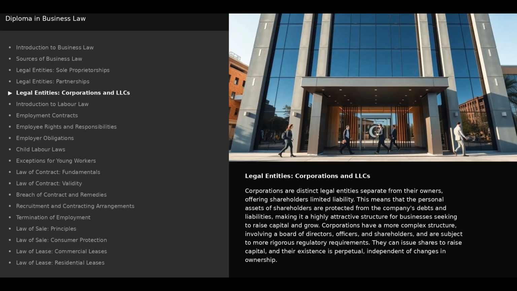Legal entities, corporations and LLCs. Corporations are distinct legal entities separate from their owners, offering shareholders limited liability. This means that the personal assets of shareholders are protected from the company's debts and liabilities, making it a highly attractive structure for businesses seeking to raise capital and grow. Corporations have a more complex structure, involving a board of directors, officers, and shareholders, and are subject to more rigorous regulatory requirements. They can issue shares to raise capital, and their existence is perpetual, independent of changes in ownership.